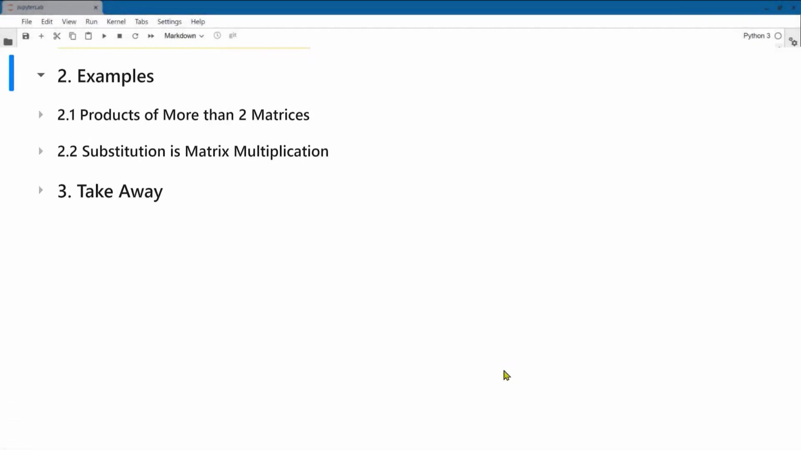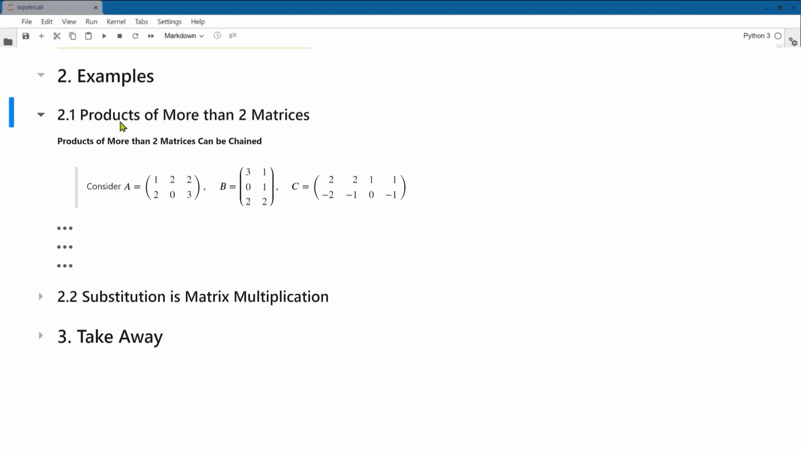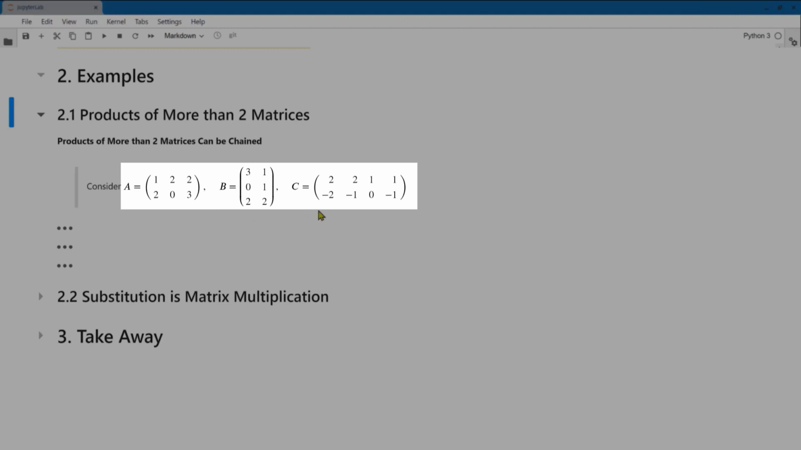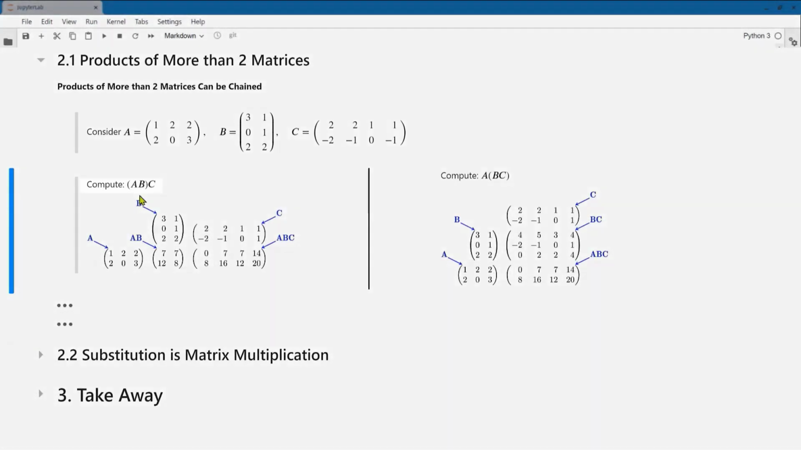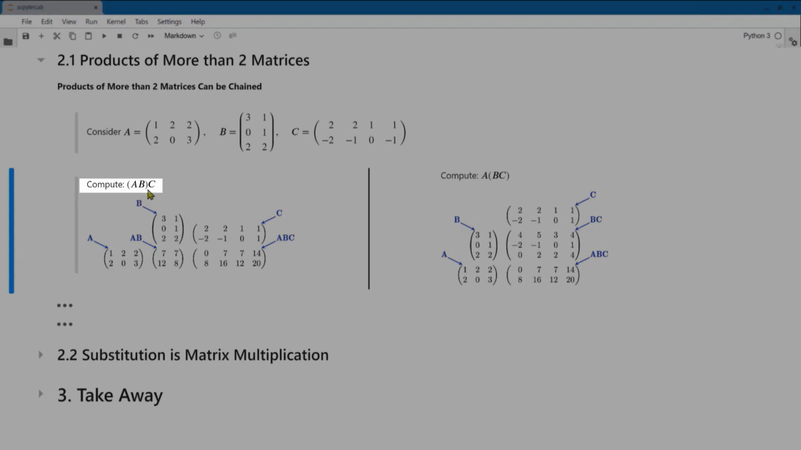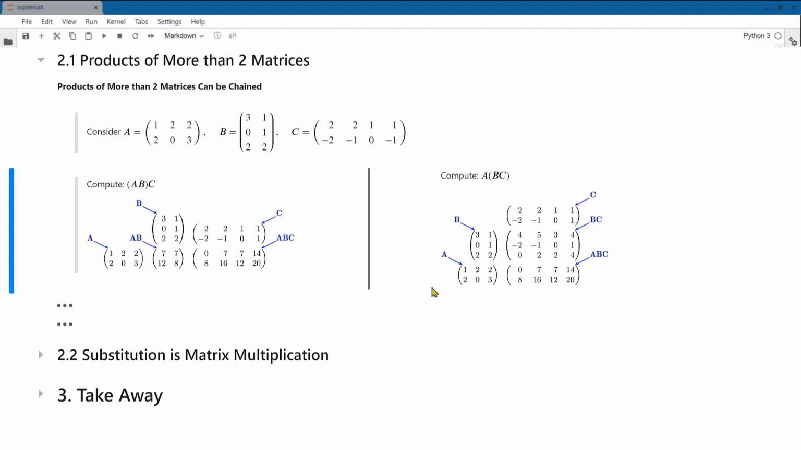Some examples now. Example number 1, let's look at the product of more than two matrices. Look at A, B, and C, and try to multiply (AB) times C. So here is the numerical layout. I compute AB first, and then multiply in C afterwards. So here's my matrix A times the matrix B, and multiplying that out, we get the matrix AB. Now that we have AB, we can multiply in C and obtain the overall product ABC. We can parenthesize that differently.